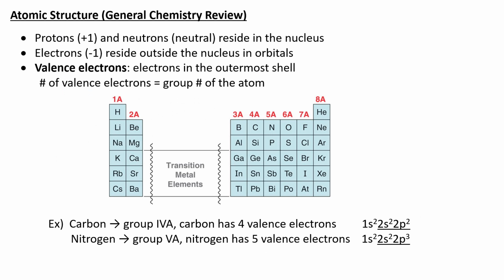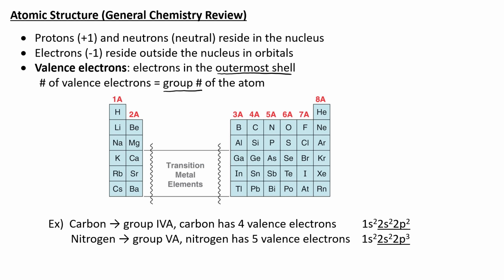Our next section deals with atomic structure, much of which is a general chemistry review. Hopefully everybody knows that the protons and neutrons are found in the nucleus, that the electrons are outside of the nucleus in your electron cloud in the orbitals. The valence electrons are the electrons in your outermost shell. And an easy way to identify the number of valence electrons is by looking at the group number of the atom.